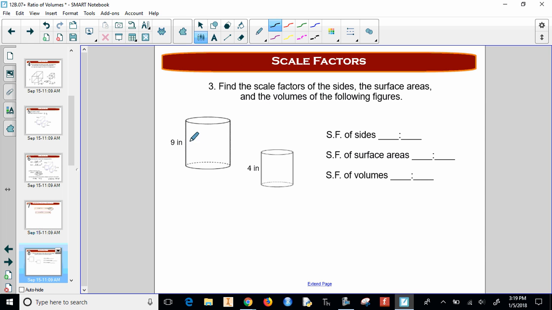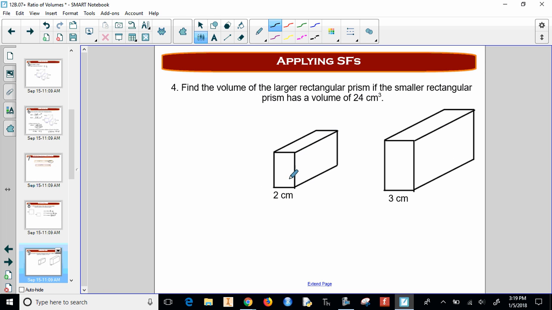So if we know that these are similar objects, so the scale factor for the sides is 9 to 4. The scale factor for the surface areas, we just square it, 81 to 16. Now, if we want to find scale factors for the volumes, we just do 81 times 9, so that's 729, and 16 times 4 is 64. Here we go.